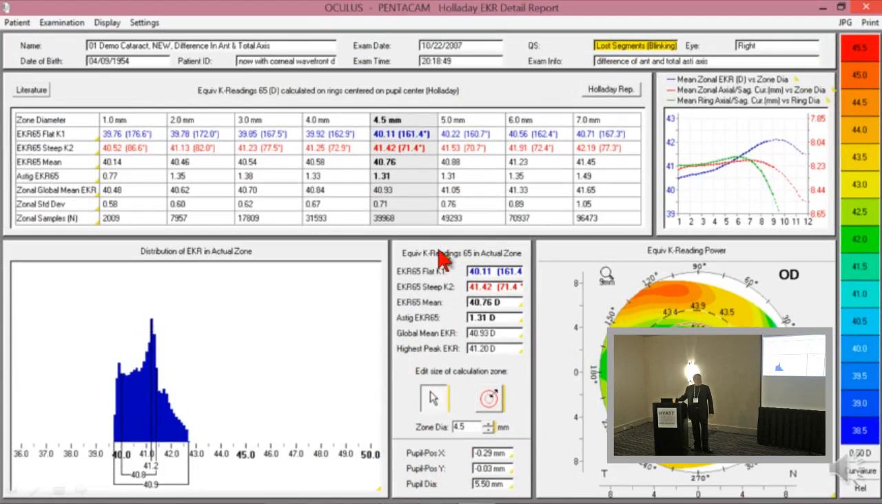All right. Now, the other thing that I see on here, though, is this. This is a distribution of the power on the cornea in the 4.5 millimeter zone. And what I see is this guy's got 2 peaks. And what we do in the software when that occurs, we go in and we find out what the best K reading is on that patient.